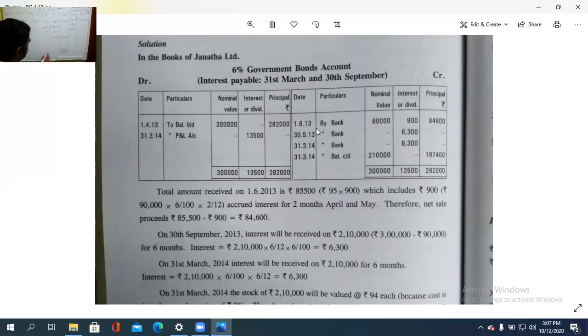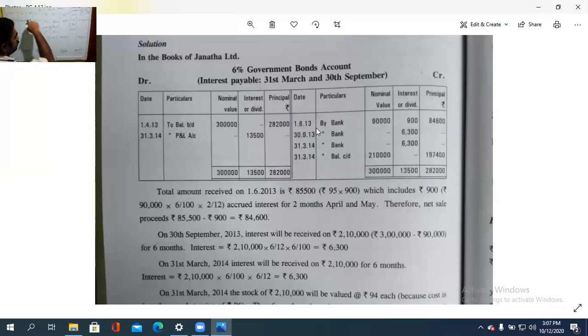Here, 2,82,000. So 84,600. There is what? Balance carry down. So here, how much is the balance? 1,97,400. Okay, 1,97,400. So these two columns are over.